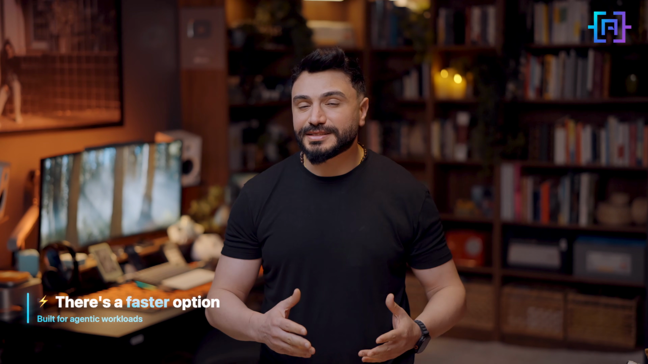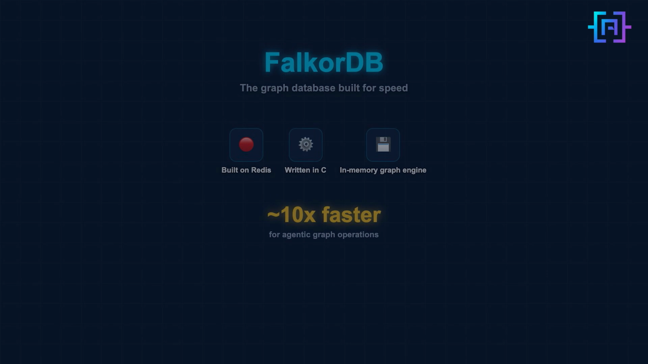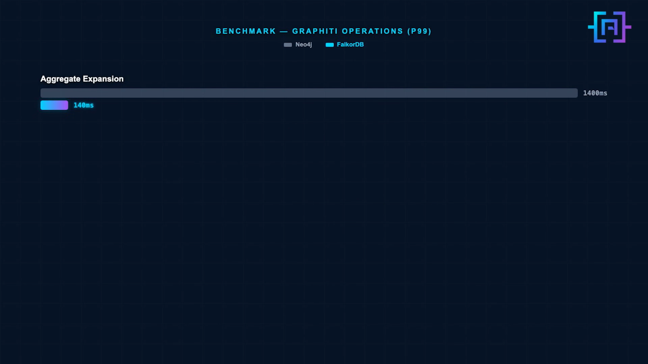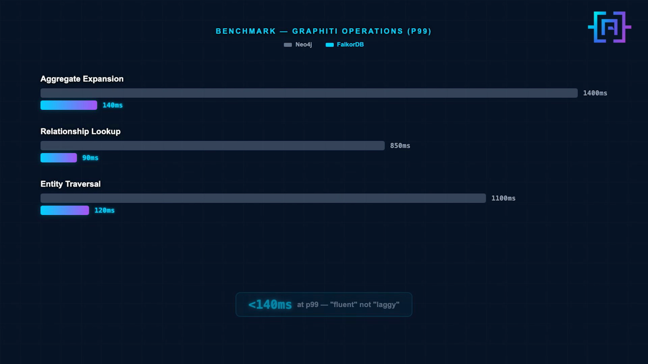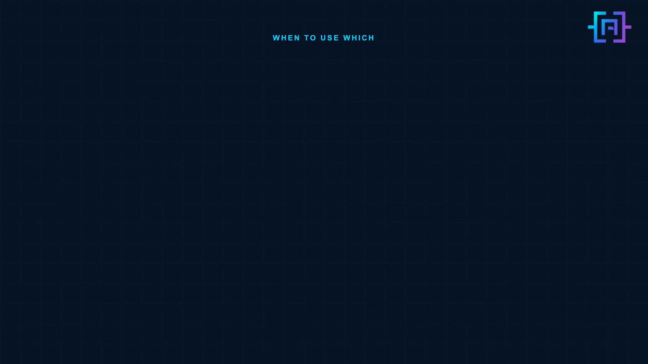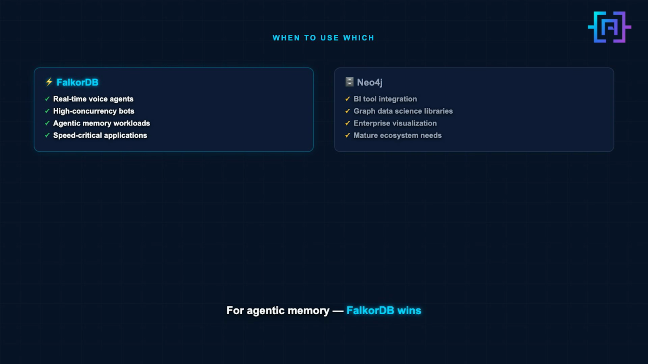In part 2a, we used Neo4j. It works, but for agentic workloads, with high-frequency reads, real-time updates, and sub-second expectations, there is a faster option. FalkorDB is built on Redis. It is written in C. For the specific operations Graphiti needs, aggregation and expansion, finding all relationships connected to a node, it is roughly 10 times faster than Neo4j. Sub-140 milliseconds at P99. For a real-time voice agent or a high-concurrency customer service bot, this is the difference between fluent and laggy.